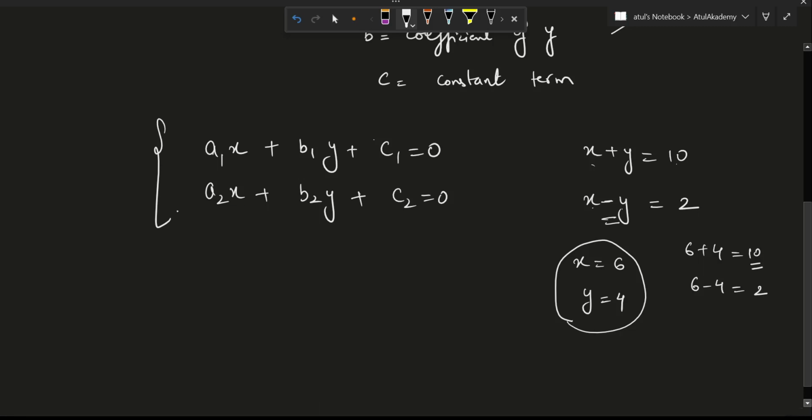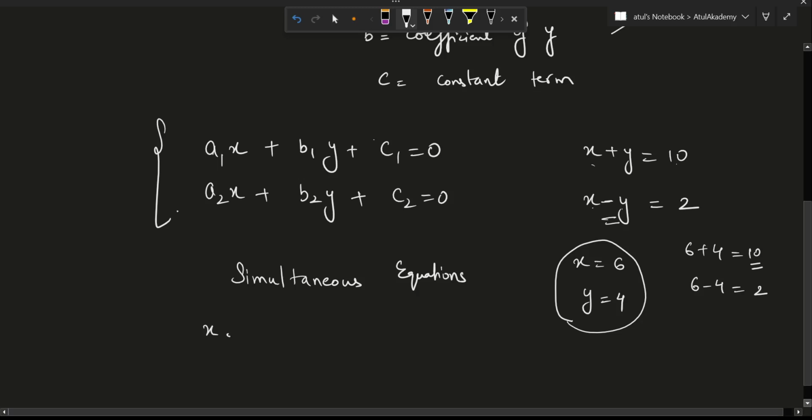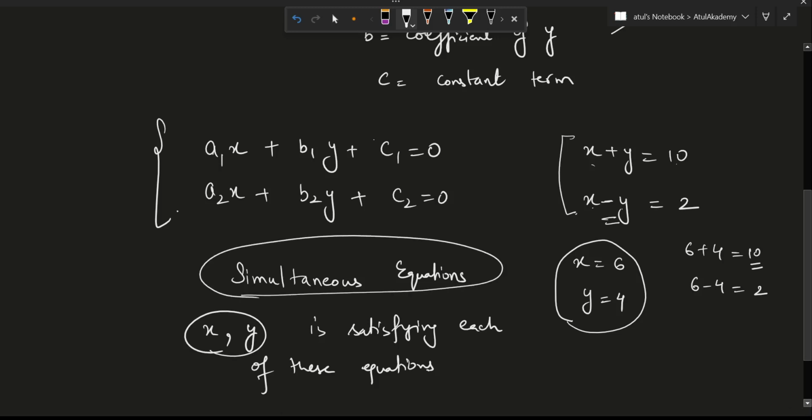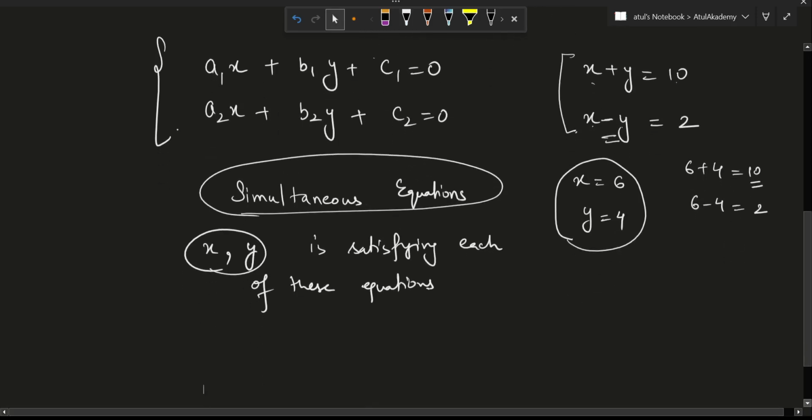So these two equations are called simultaneous equations. What are these two called? Simultaneous equations. Why are they simultaneous equations? Because the values of x and y satisfy each of these equations. The values of x and y are satisfied by both the equations. So these two linear equations are called simultaneous equations. Clear, students?